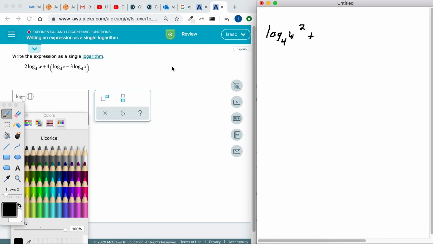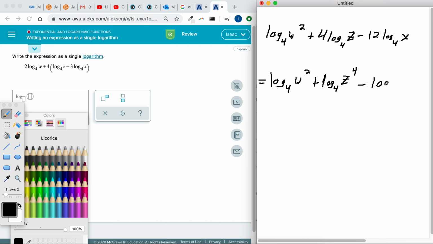Now, if you distribute this 4, that becomes 4 log base 4 of z minus 12. You got to multiply that 4 to both of the terms inside the parentheses. So that's 12 log base 4 of x. And this stays the same. That one's just waiting for something to simplify with it. That 4 can come on top of that z and be a power, so it's log base 4 of z to the 4th. And now that 12 can come on top and be a power, so it's log base 4 of x to the 12th.